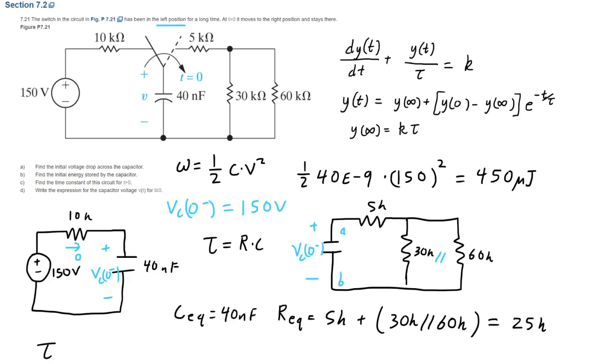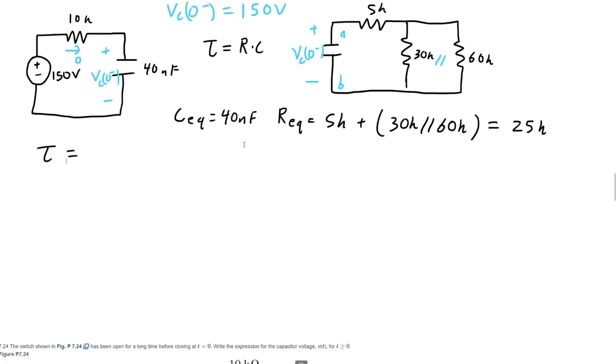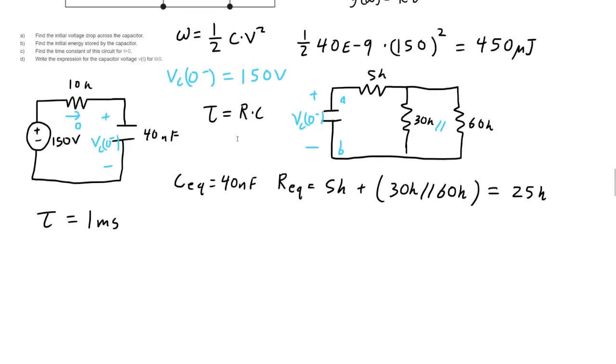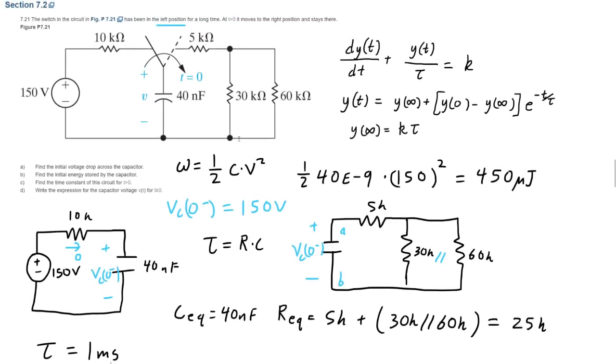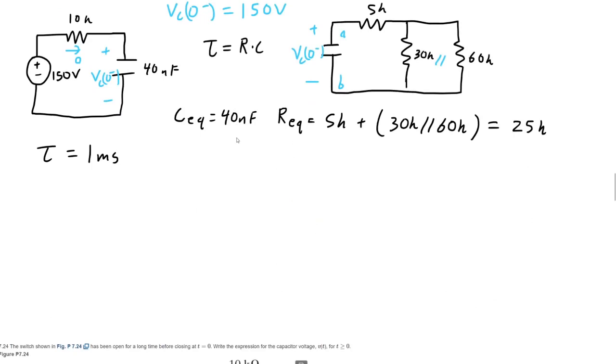So tau is going to be, let me scroll down, make sure that's in the video. Tau is going to be C equivalent times R equivalent, so 25 kilo ohms times 40 nanofarad is 1 millisecond, or 0.001 seconds. So now we got to find the expression for the capacitor voltage Vc(t) at time greater than 0. There's a couple ways that we can do this, but since we already found the R equivalent, I'm going to redraw the circuit and we'll analyze it that way.